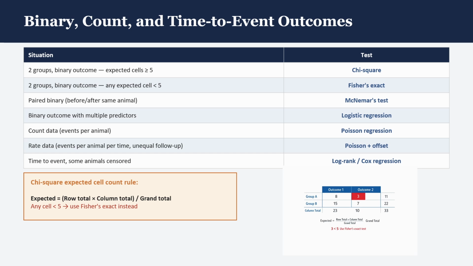Count and rate outcomes need Poisson regression. The key distinction from binary, a cow can have 0 mastitis events or 1 or 5. That's not a binary outcome, it's a count. And when animals have unequal observation periods, include an offset to convert counts into rates per unit time. This is covered in Talk E.